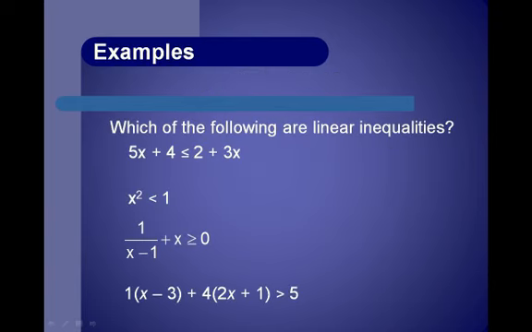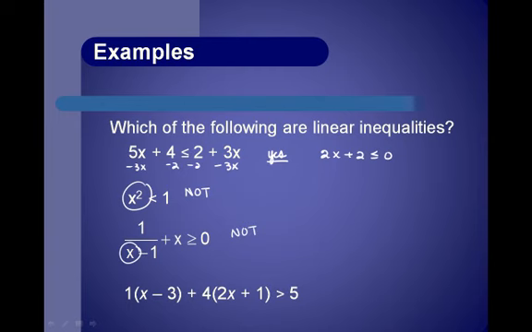So which of the following are linear inequalities? Well, the first one, because there is an x variable and it's to the first power, then yes, this one is a linear inequality. We could get it in the form if we subtracted 3x from both sides and we subtracted 2 from both sides, we would get 2x plus 2 is less than or equal to 0. The second one, because it contains an x squared, the x squared disqualifies it from being linear. The third example, because we have an x in the denominator, that disqualifies that one. That is also not a linear inequality.